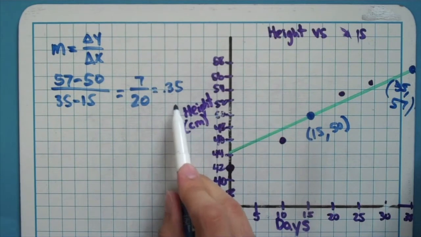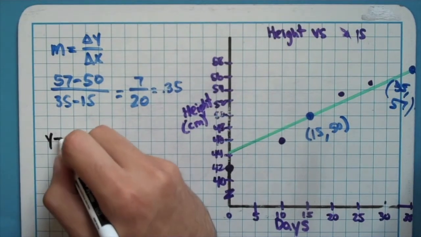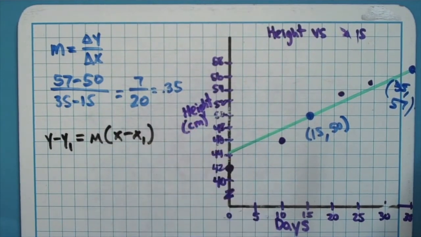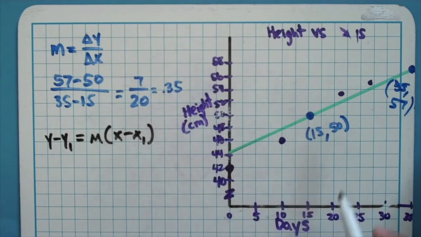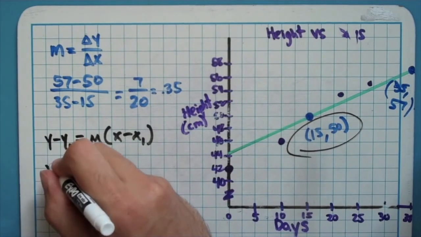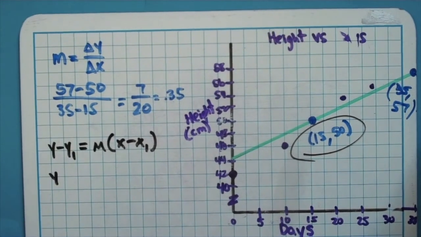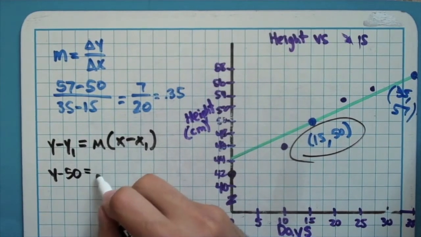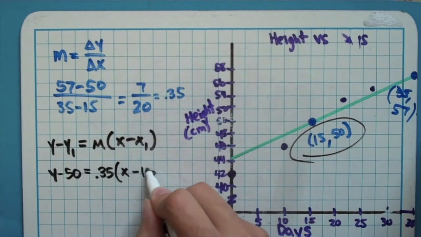Well, I know my slope. I know 2 points. I can either do the y equals mx plus b approach, whichever approach you liked better in the previous video, or I can do my point slope formula: y minus y1 equals m times x minus x1. And since my slope is kind of ugly here, it's not a nice number, a decimal may end up actually being easier. So maybe I'll use a decimal and I'll use that point right there. So I get y minus, no, sorry, y minus 50 equals 0.35 times x minus 15.